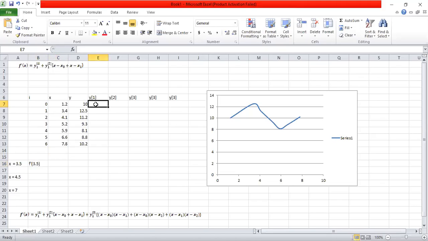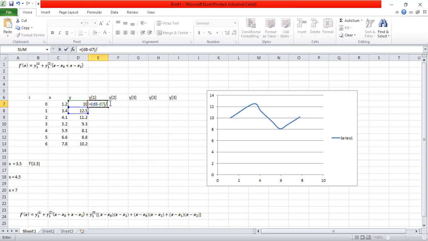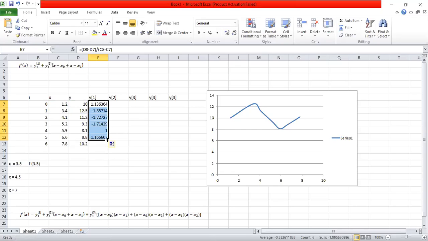First of all, we have to develop the divided difference table. I hope you remember how the divided difference table is developed. Y1 minus y naught divided by x1 minus x naught. So we start with D8 minus D7 divided by C8 minus C7, and that is the first order divided difference. And we copy paste and completely develop the table.